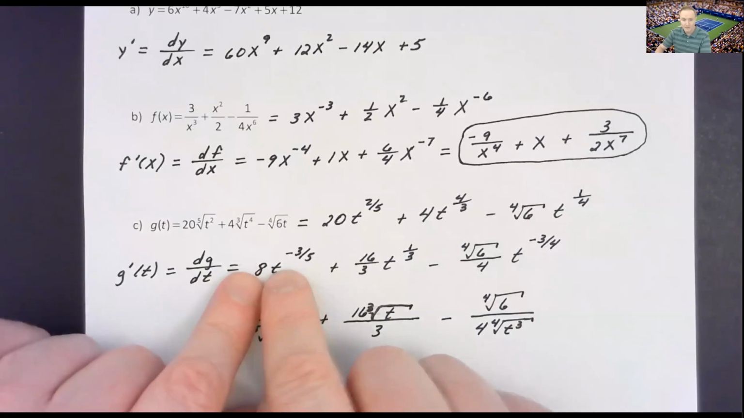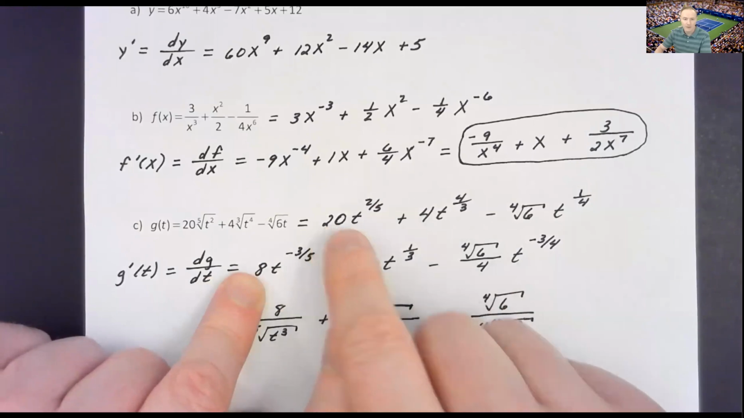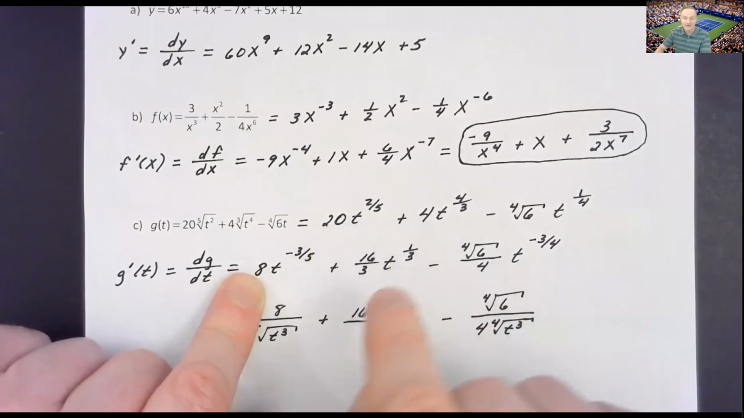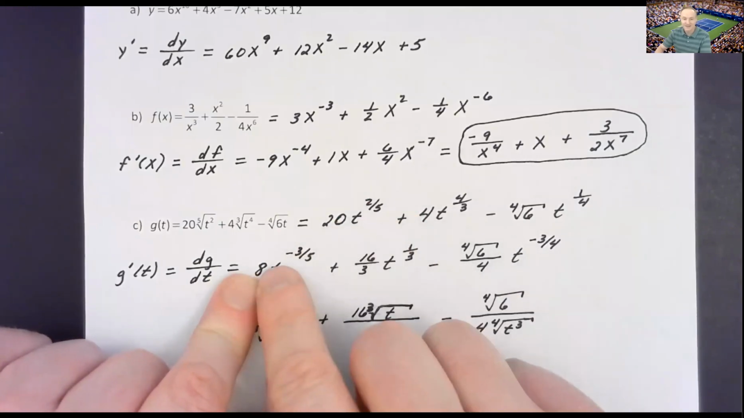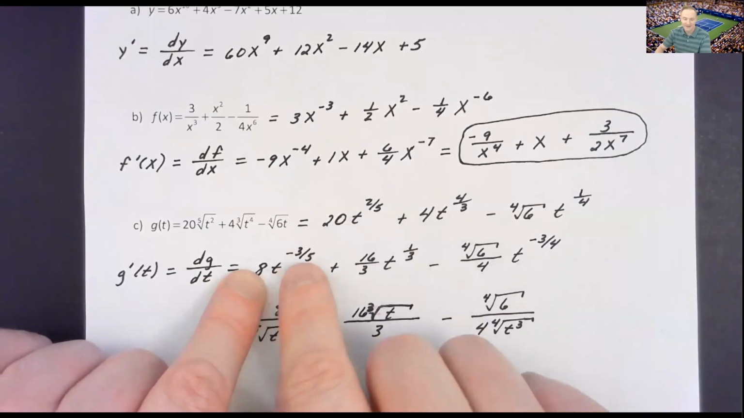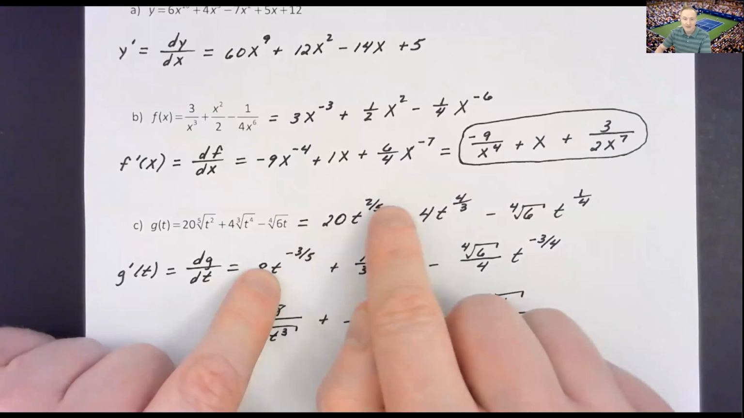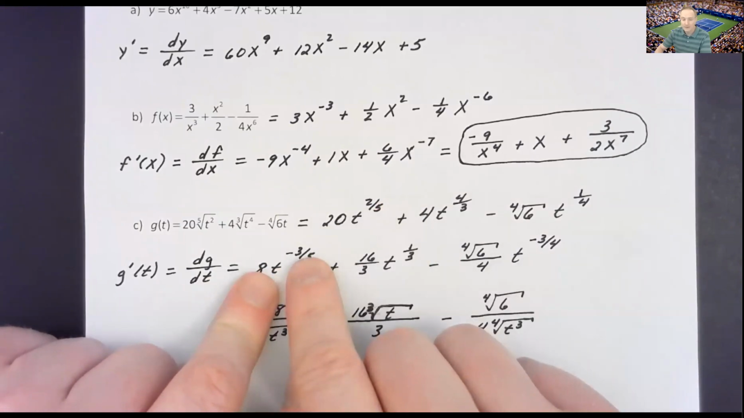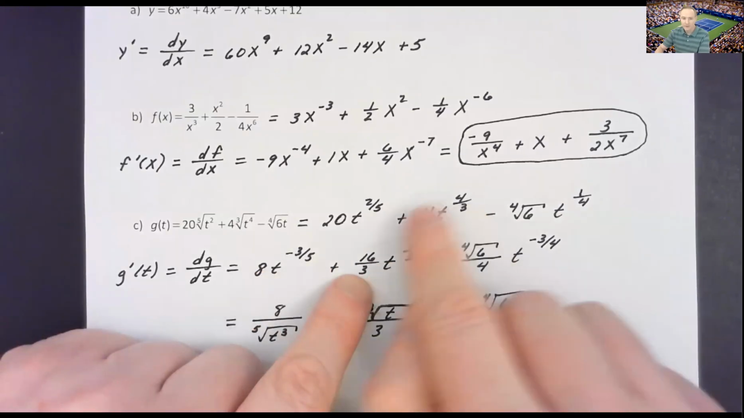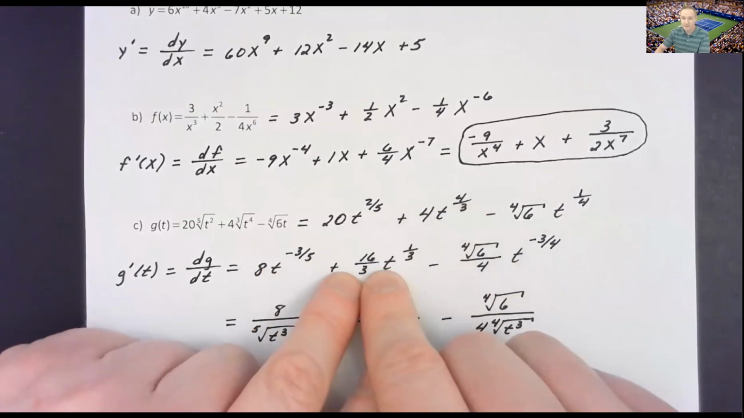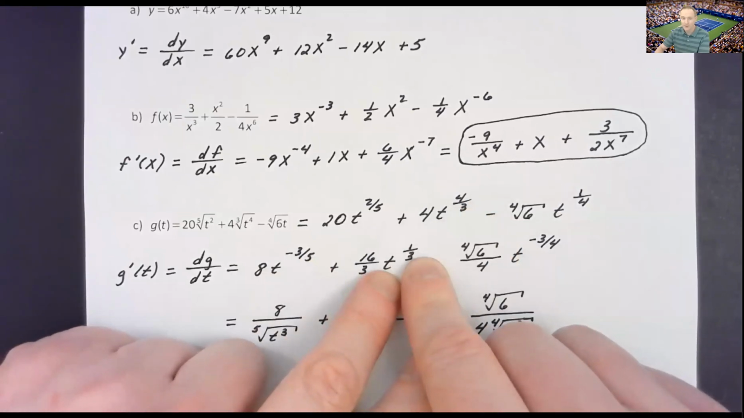where did this 8 come from? 2/5 times 20. That's going to give me, yeah, it's 8. 2 times 20 is 40, divided by 5 is 8. I started to think I was wrong, but I was right. So I get the 2/5 times 20 is 8. And then t to the 2/5 minus 1 power is to the negative 3/5 power. The second term here, 4/3 times 4, I get 16/3. And then t to the 4/3 minus 1 power, I get the 1/3 there.